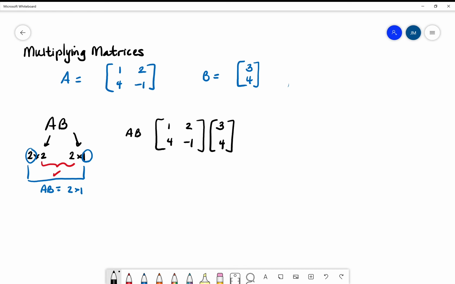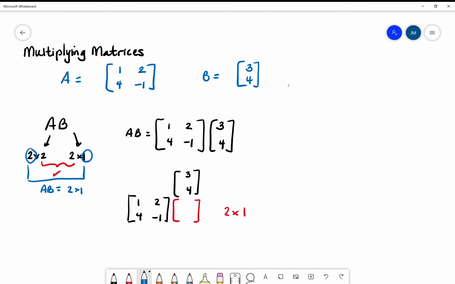But to fully understand how the dimensions work, I'm actually going to write it this way. So I'm going to write A down here, and I'm going to put B right here. So then it's pretty clear what the dimension of my answer is. So my answer has to have 2 rows and 1 column.